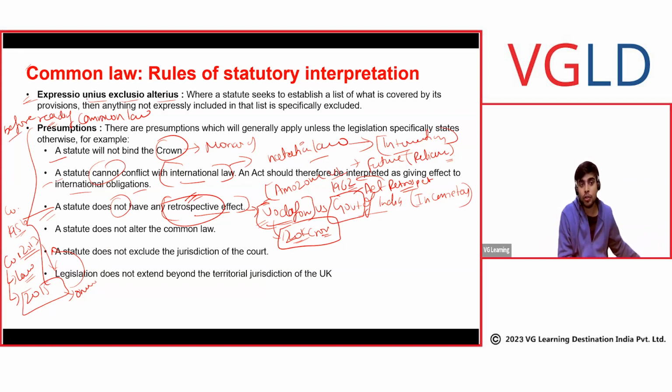Now, expressio unius exclusio alterius. This is basically Latin. What does it mean? When a statute seeks to establish a list of what is covered by its provision, then anything not expressly included in the list is specifically excluded. What it means is that this is an exclusion clause.